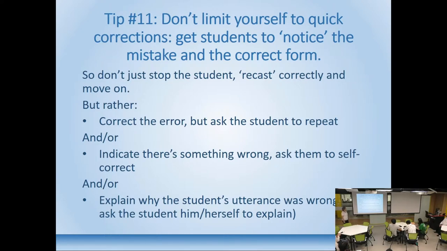Yes, this is something we discussed in the interactive session before. It's not enough just to do a quick recast, just say the sentence again correctly. Student says, I go shopping yesterday, and you say, I went shopping yesterday. Okay, that's not usually enough because students very often don't notice it or don't pay enough attention, and they don't take the correction on board. We probably need to ask the student to repeat, elicit from them, indicate there's something wrong, ask them to self-correct, or explain, actually give a metalinguistic correction, what the rule is, what the name of the structure is, whatever. Okay.